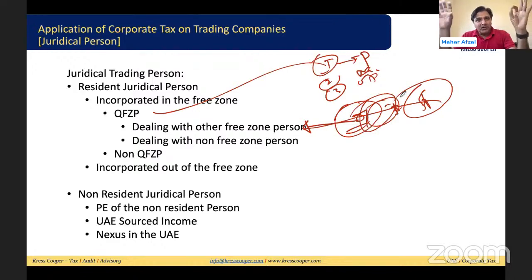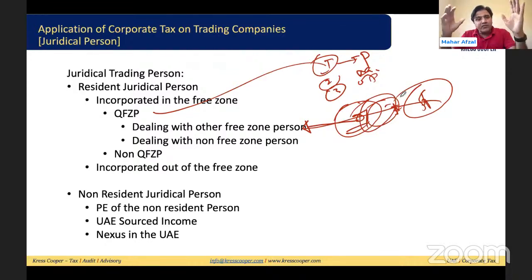So let me summarize it. If any company is registered within the free zone and is a qualifying free zone person, and has any transaction with another free zone person, it is qualifying income subject to tax at 0%. If the qualifying free zone person has any transaction with the non-free zone person, might be a third port shipment, might be directly moving goods to the designated zone and selling on the mainland, in all these situations, whatever income they get from the distribution business will be 0%. Other than the distribution business, it will be subject to tax at 9%.